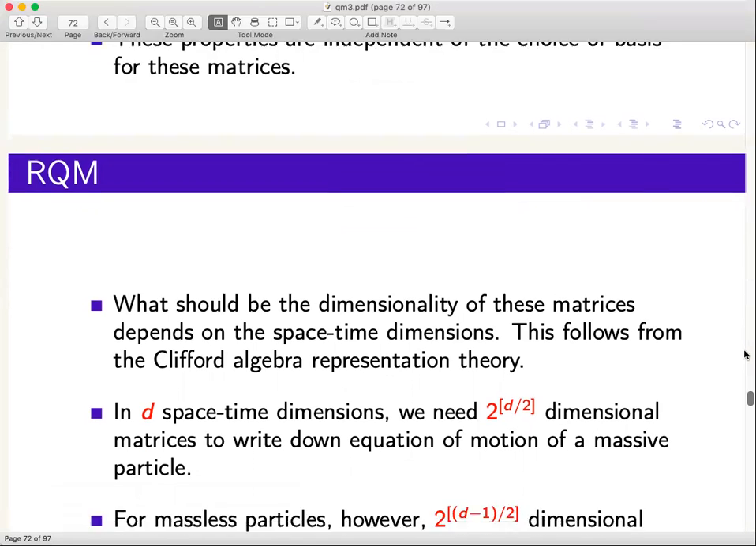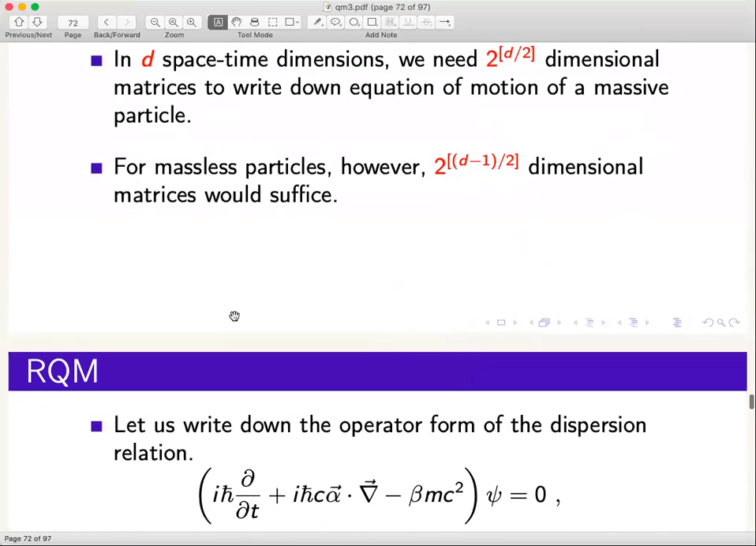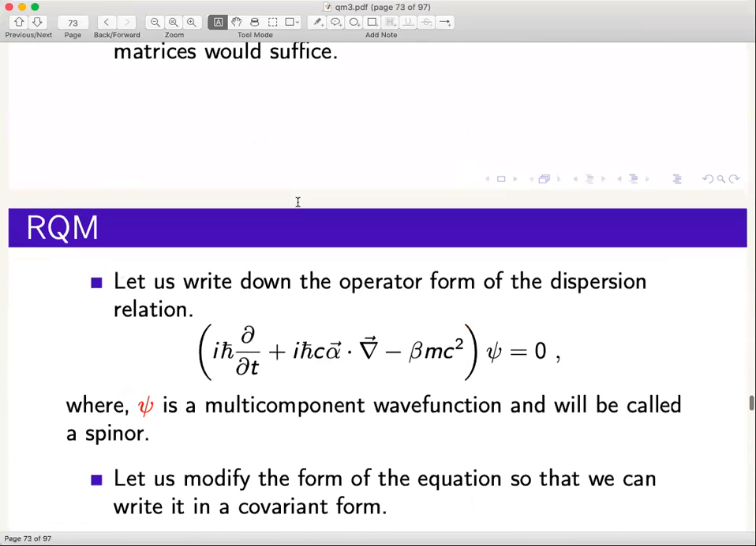So the dimensionality of these matrices depends on the space-time dimension, and it turns out that the dimension is 2 to the integer part of d by 2. So if you are working in 4 dimensions, then the integer part of d by 2 is just 2, and that's why the matrices are 4-dimensional. But if you are working in 5 dimensions, then the integer part of 5 by 2 is again 2, and therefore again you have 4-dimensional matrices. For massless particles, however, you would have lower dimensional representations, and smaller representations would suffice in that case.